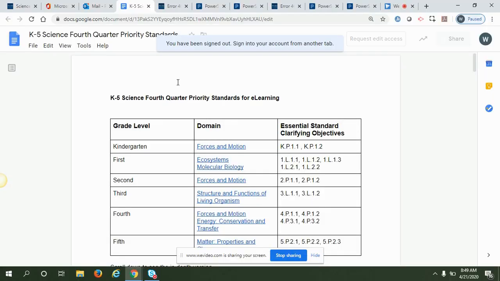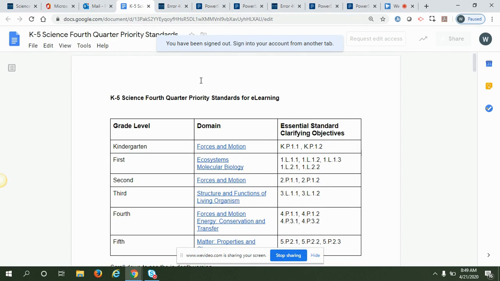This is Warren Potts, and I'm going to go over our fourth quarter standards. This is coming from our fourth quarter priority standards for e-learning document that was emailed to all your instructional facilitators, and you should have gone over this in your PLTs.